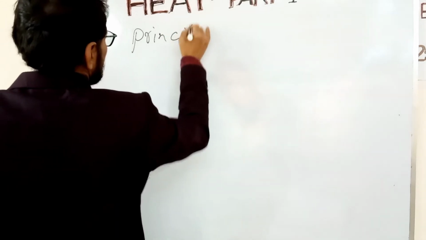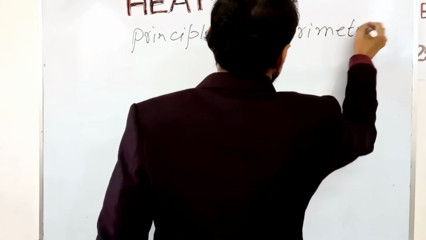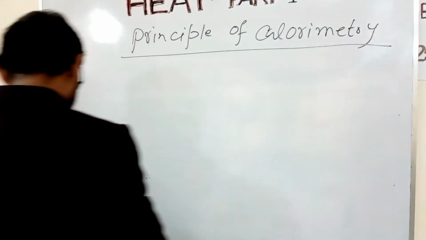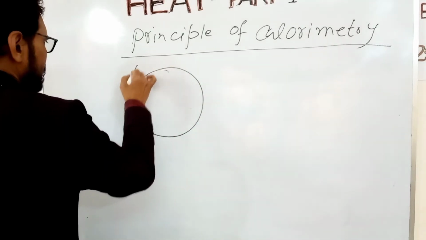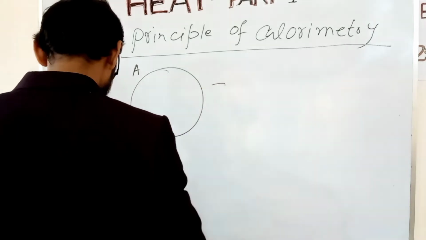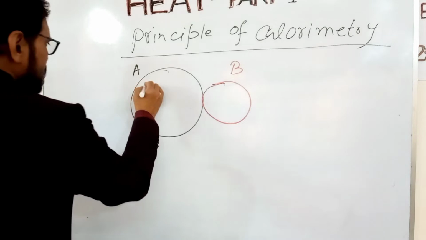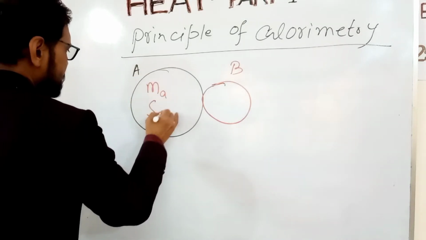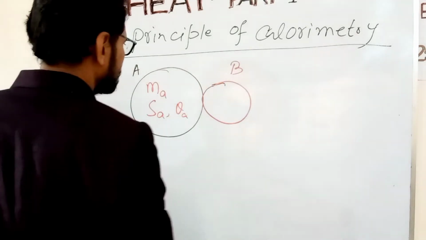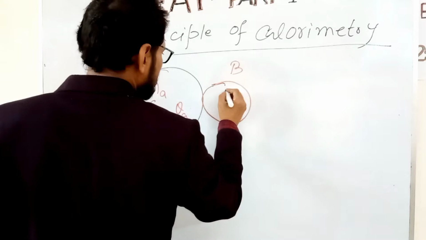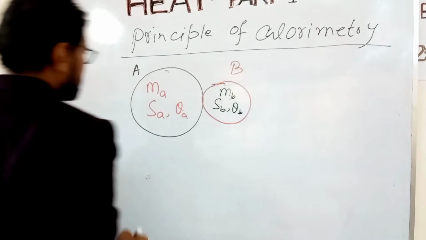Now, calorimetry. What is the principle of calorimetry? Take any two bodies, suppose this is body A, and this is body B. Suppose the mass of the body A is Ma, specific heat is Sa, and initial temperature is theta A. And here the mass of the body B is Mb, specific heat Sb, and temperature is theta B.